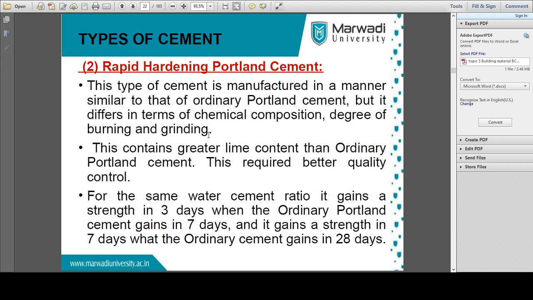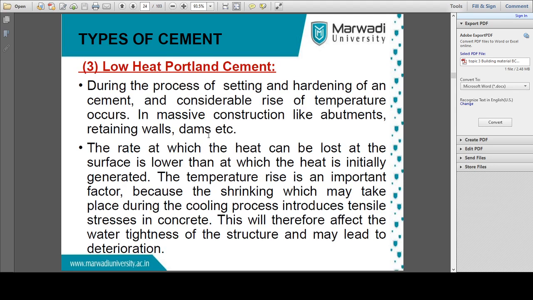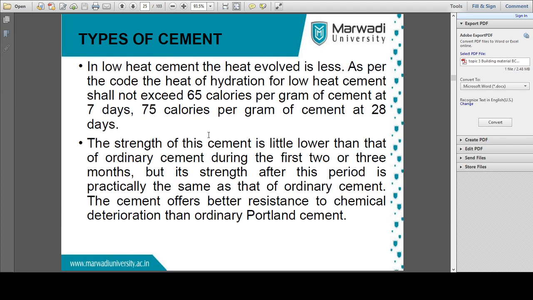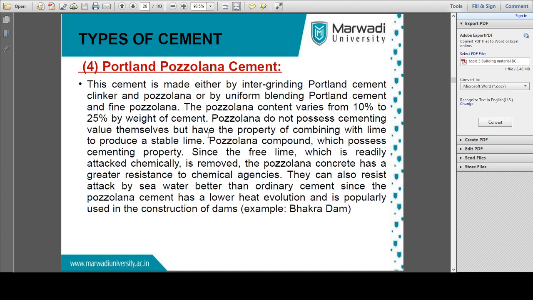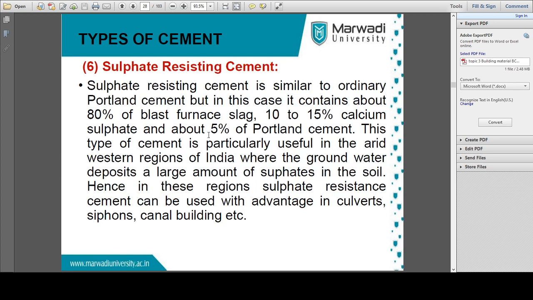In that we have first seen Portland cement, second one was rapid hardening Portland cement, third was low heat Portland cement, fourth one was Portland Pozzolana cement, fifth one was white cement, sixth one sulfur resisting cement.